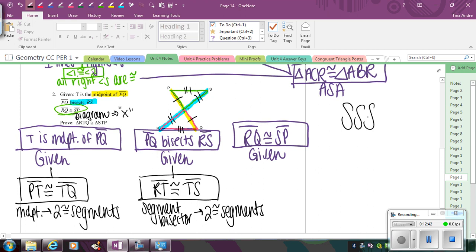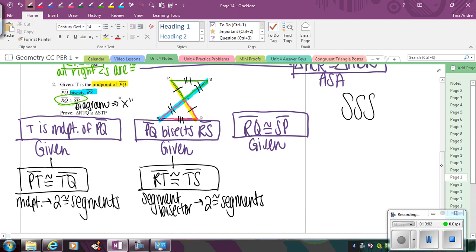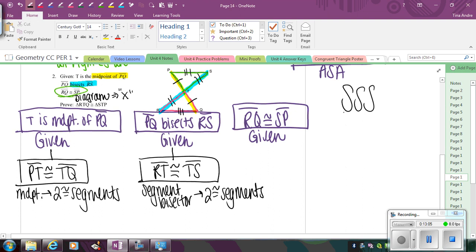Or I could disregard one of those sides, the one that they gave me, and I could use vertical angles, mark those, and then do side angle side, which would just be more steps. So I'm not going to do it that way, but it's not wrong if you did it that way. So that's the beauty of these proofs, is you can pick and choose sometimes which method you want to use.